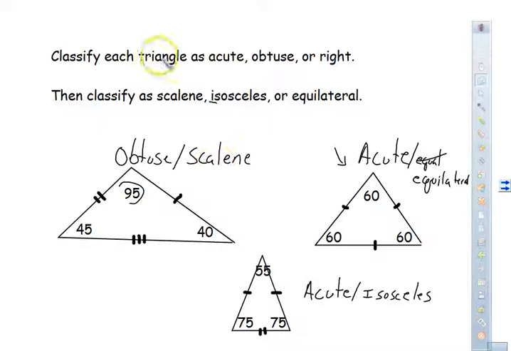Remember, these right here are according to my angles. These are according to its sides. So we have angles, and then the scalene, isosceles, and equilateral are towards its sides, the lengths.